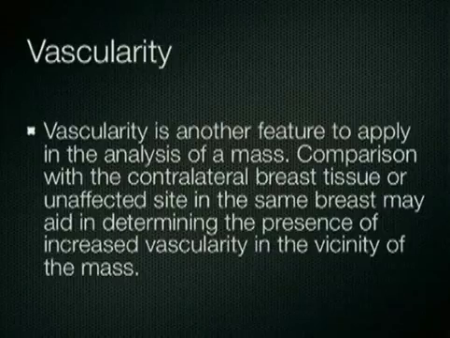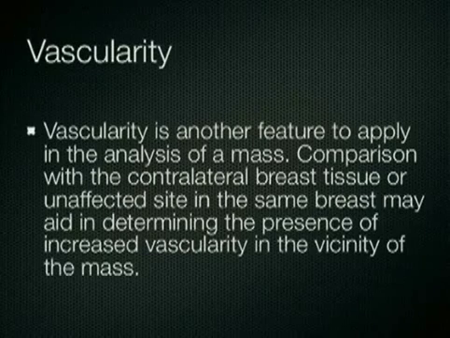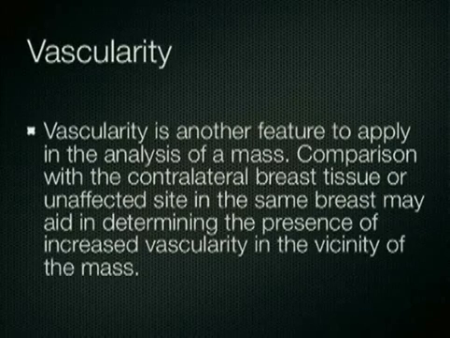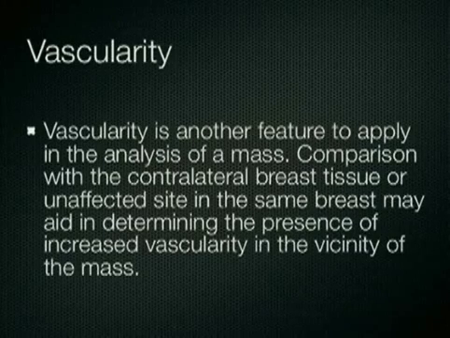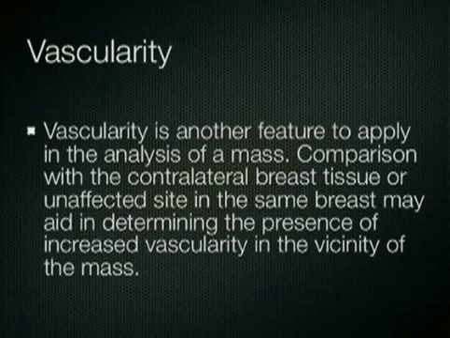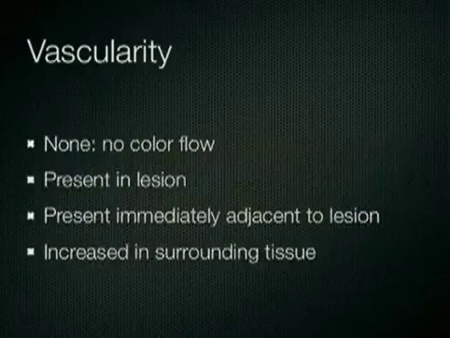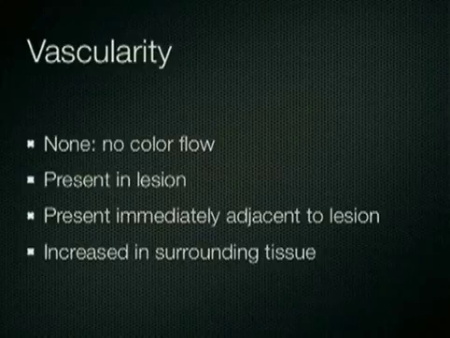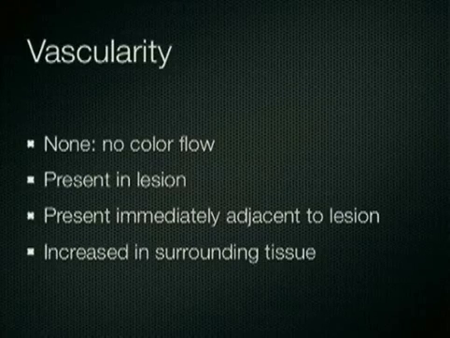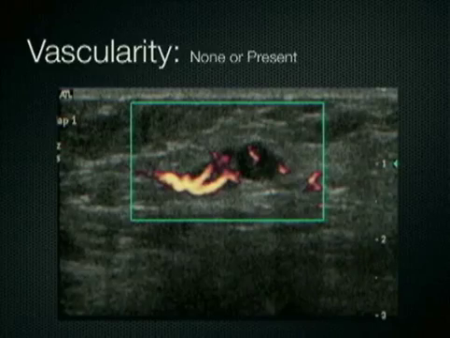Finally, the BI-RADS ultrasound lexicon comments on descriptors to describe vascularity within a mass. Vascularity is normally compared with the contralateral breast in a similar location, or within the same breast in an area of normal tissue, comparing the vascularity of the mass with the reference tissue. Descriptors for vascularity include none, no flow seen with color imaging, flow within the lesion, flow immediately adjacent to a lesion, or generally increased flow in the surrounding tissue.